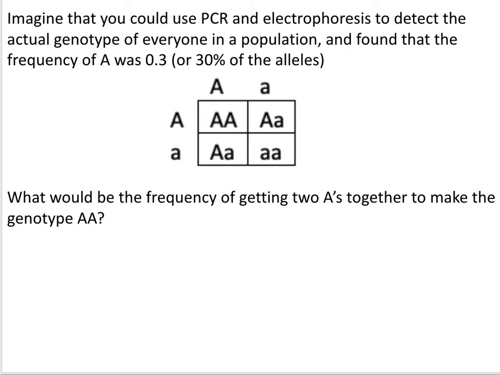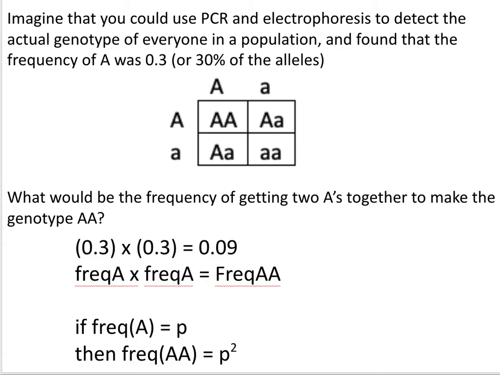All right, then let's figure out what would be the frequency of getting two big A's together to make a homozygous dominant genotype. So hopefully you figured out that it should be 0.3 times 0.3, or 0.09. Realize a lot of people make the mistake that's not 0.9, which would be 90%, it's 0.09. So again, if we say the frequency of big A is P, then the frequency of big A big A is going to be P squared.